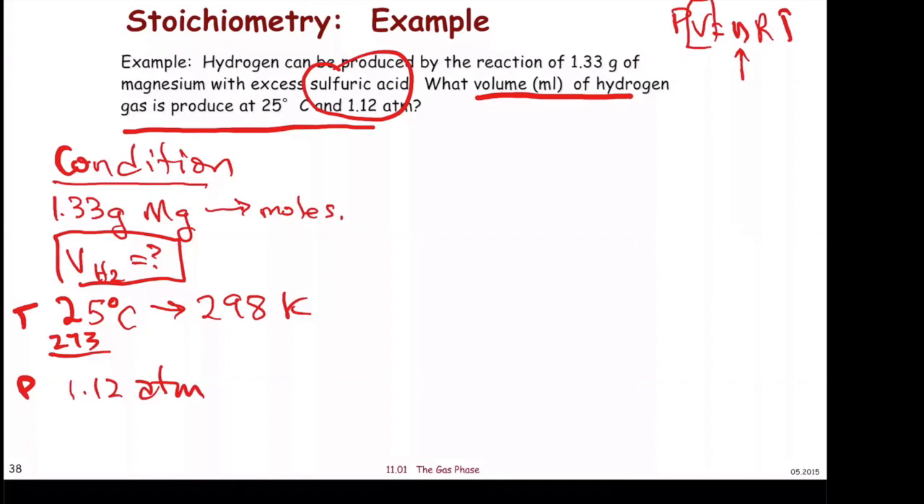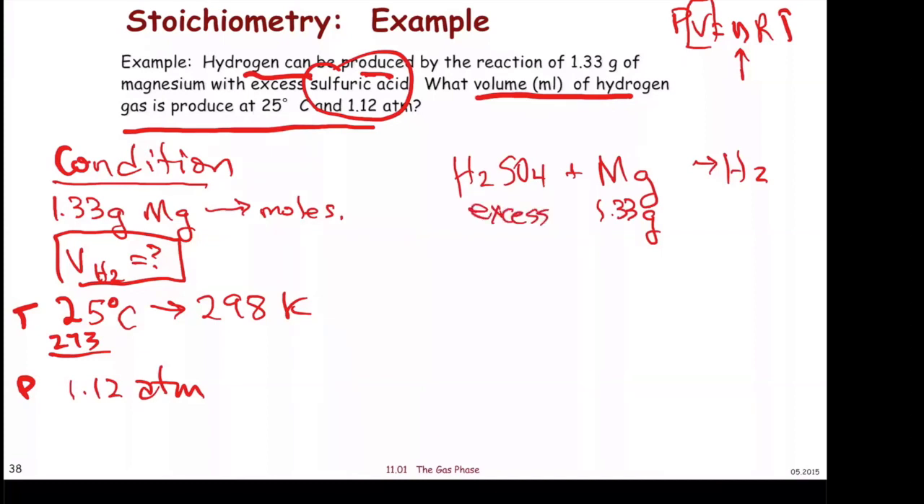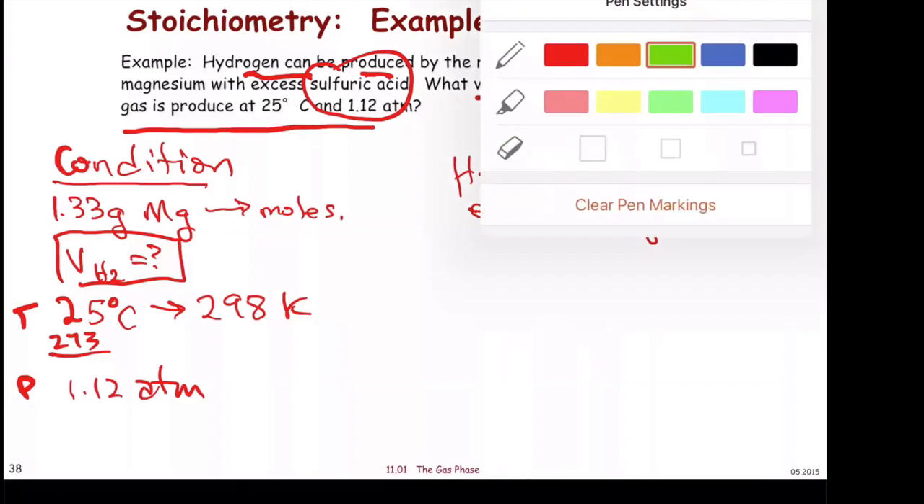We therefore need moles. And the moles probably come from the chemical reaction. So again, for those of you who have lab, this is a reaction that you might have. You've got sulfuric acid. That's what it says right here. Hydrogen gas can be produced. That means hydrogen gas is the product by the reaction with 1.33 grams of magnesium. It's a starting material. You have 1.33 grams of this with excess sulfuric acid. What volume of hydrogen gas is produced? If you look at this reaction, you see that this is a single displacement reaction where magnesium bumps off the hydrogen and combines with the sulfate. So your other co-product here is magnesium sulfate.